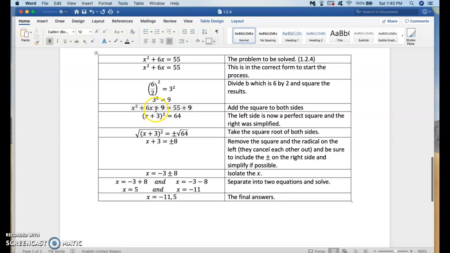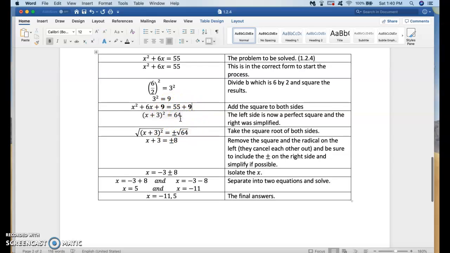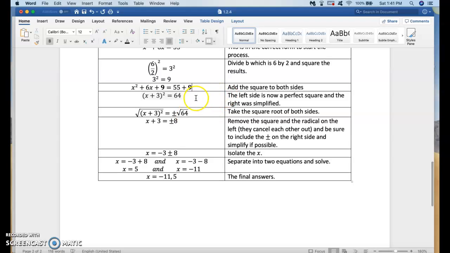This is the perfect square trinomial, and we want to now write the left side so that it looks like the perfect square. So (x plus 3) squared, which is the square root of x squared, the square root of 9, the middle sign, quantity squared. And 55 plus 9 is 64. Okay, you're at the point to use the square root method now.